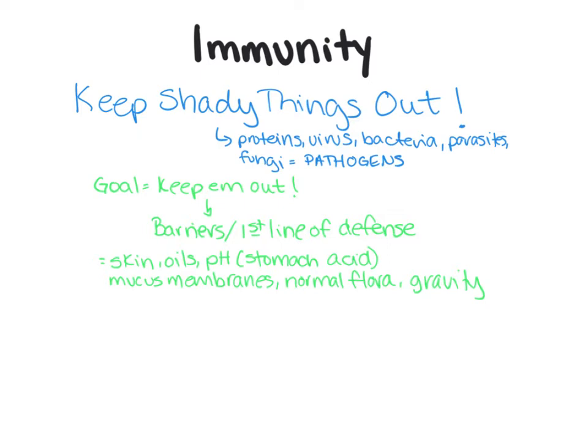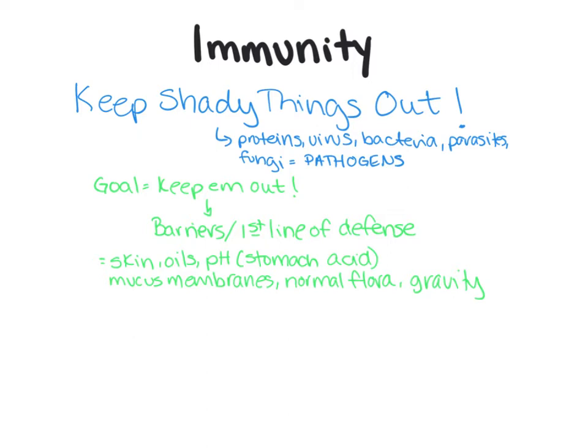So first thing, immunity. The main goal of immunity is that it wants to keep the shady things out. That's our overall goal. And if they get in, how do we deal with them? So that is where we are going to start. First, what are these shady things? The shady things are the pathogens, the things we do not want in our body. Think proteins, viruses, bacteria, parasites, fungi. All the things we're going to talk about in more detail in this course.